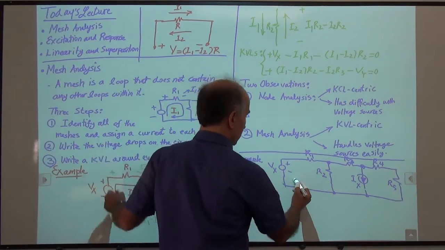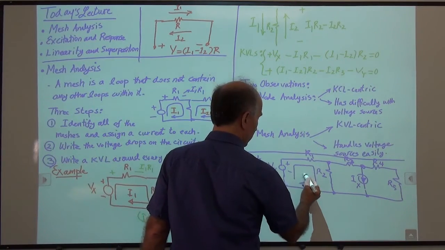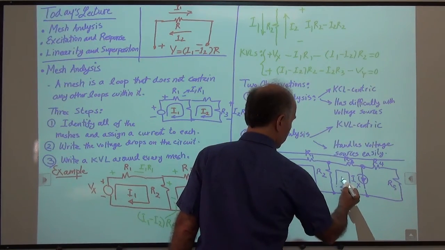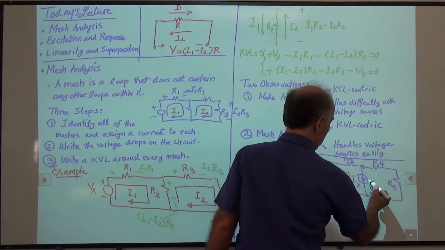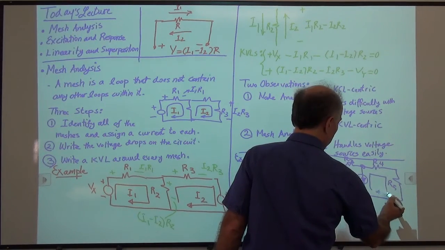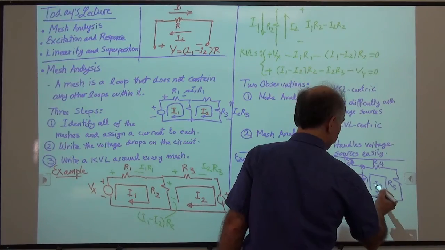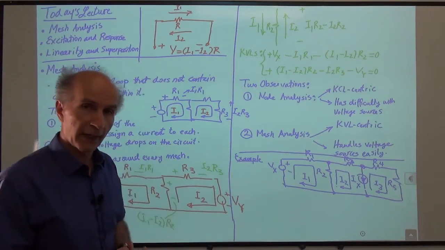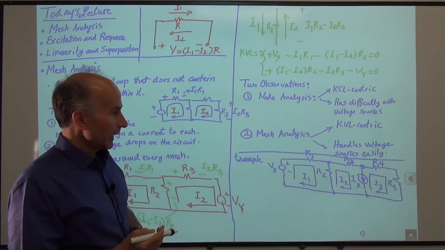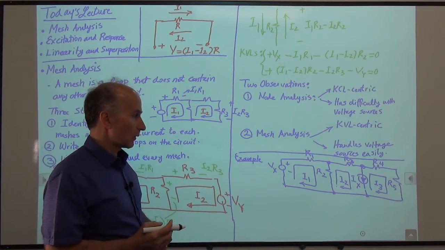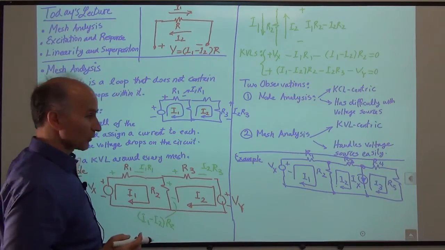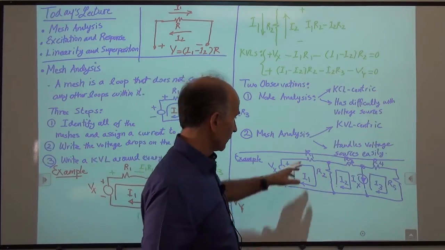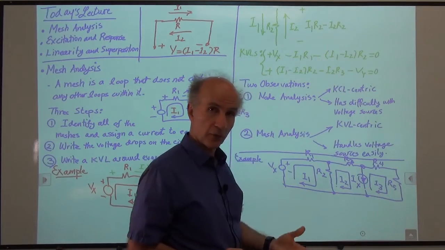Well, we have a mesh here, so let's call that I1. We have a mesh here, let's call that I2. And we have a mesh here, let's call that I3. All right, these are the only meshes that we have. Okay, so in the second step of analysis, we write the voltage drops across all of the devices that we can find. So for these resistors, we should be able to write their voltage drops, right?